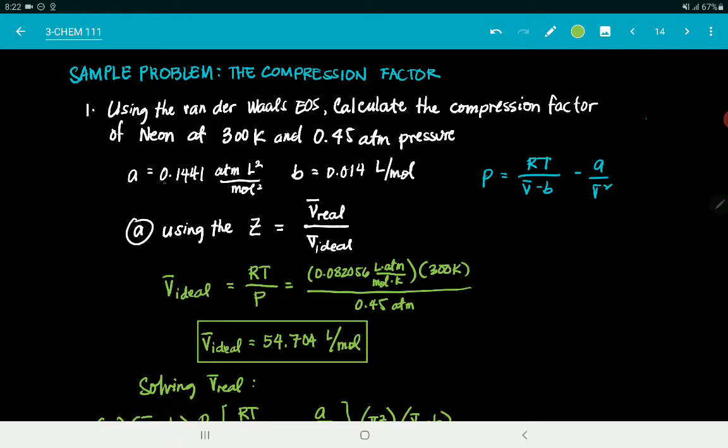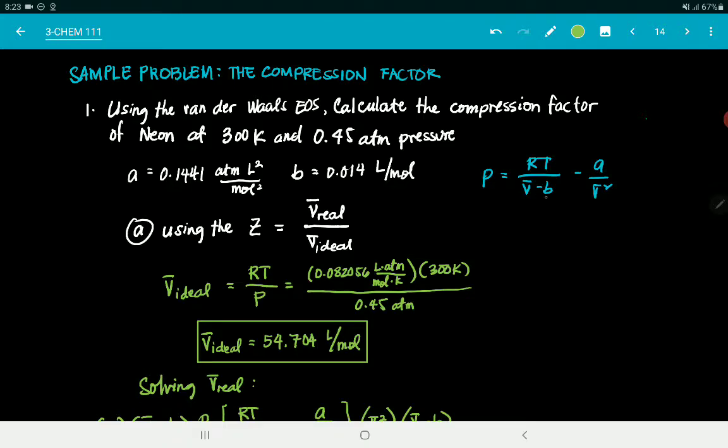For A, it's 0.1441 atmospheres liter squared per mole squared. B is 0.014 liters per mole. So this is the equation, Van der Waals equation, and as you can see, A is located at the pressure correction factor. So this is the one that describes interaction. Ito yung nagko-correct due to the interaction or IMFA between the molecules.